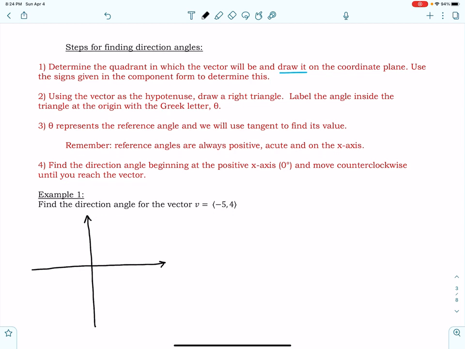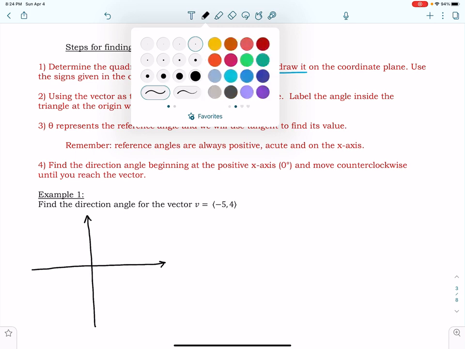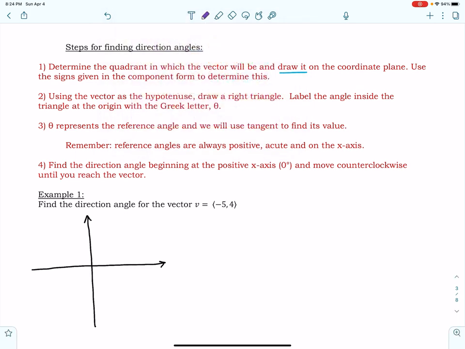Okay, so I know y'all don't like the black marker, so we'll switch it up here. Okay, so number 1, we are going to draw in the vector. So I've got vector v, and it is -5, 4. So I'm told to use the signs given in the component form. Well, this -5 means that from the origin, so from 0, 0, we move left 5, and this is positive, so up 4.